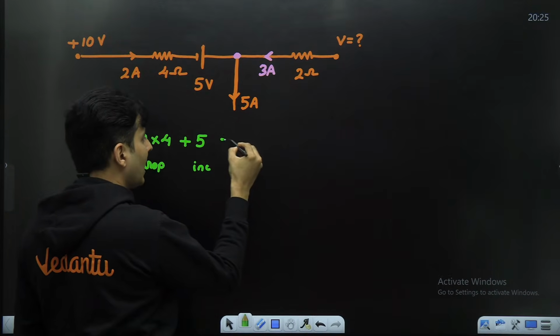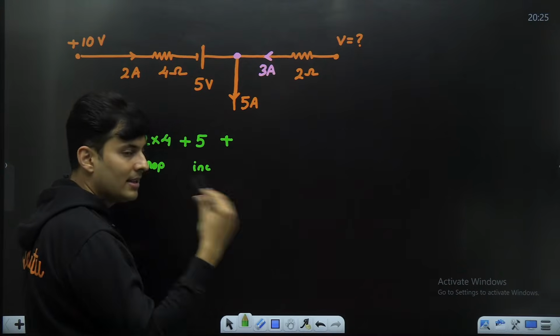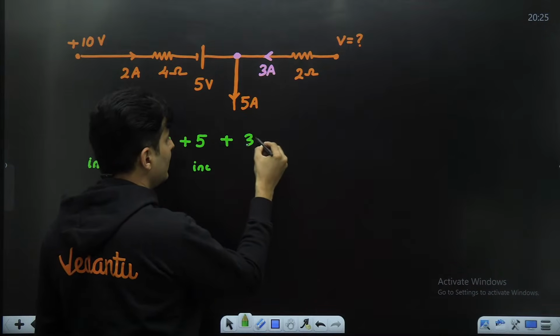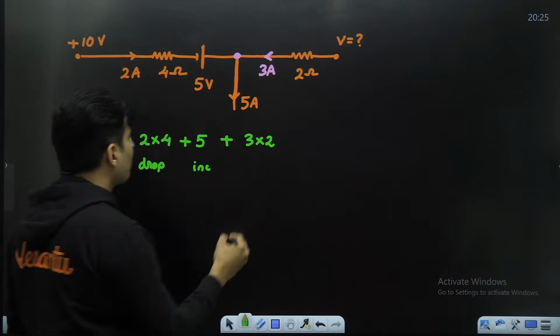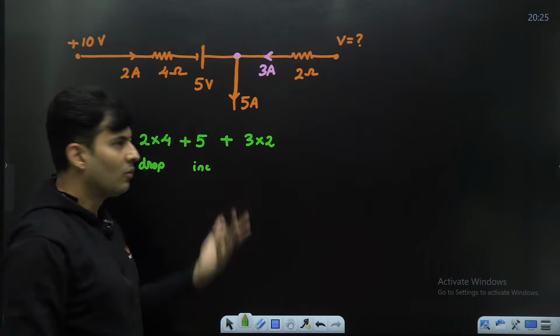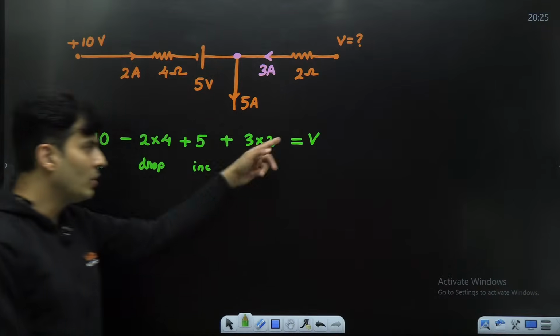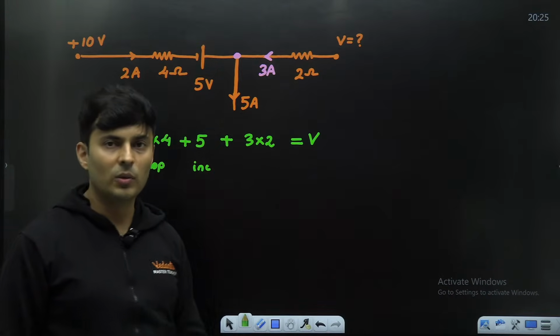So there should be an increase in the voltage against the current in the resistor. It is an increase. I is 3, R is 2. So this is what I had. This is what I take, I give, I take, I give. Whatever is remaining is the voltage V. Do you guys understand this equation, how I wrote it?